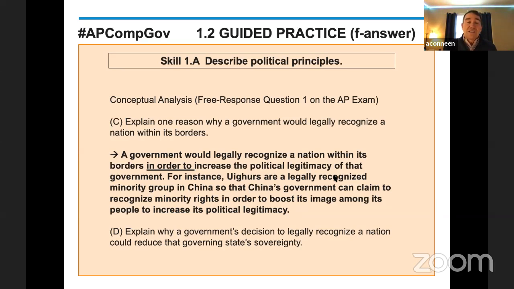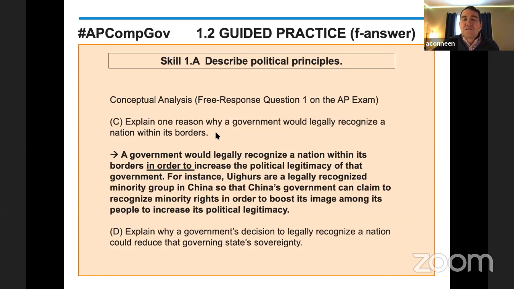So we have an explanation here. You're going to see it says, explain one reason why. I've been really emphasizing through these review broadcasts that if you're asked to explain how or explain why, make sure you put a word of causation to make sure that you're fully answering this question. A government would legally recognize a nation within its borders in order to increase the political legitimacy of that government.